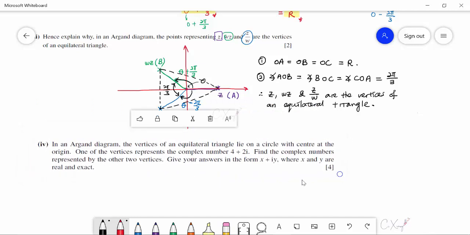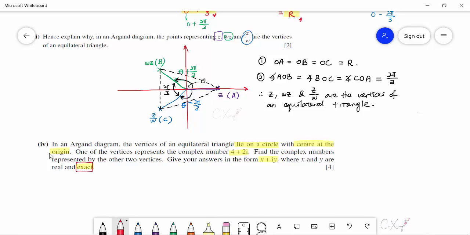Okay, so for part number 4, again, they are telling you that in an Argand diagram, the vertices of an equilateral triangle lie on a circle with the center at the origin. Here they already tell you that the center is at the origin, and all the vertices lie on the circle. One of the vertices represents the complex number 4 plus 2i. Find the complex numbers represented by the other two vertices. Give your answer in the form x plus iy, where x and y are real and exact. So I think you need to highlight the word exact.